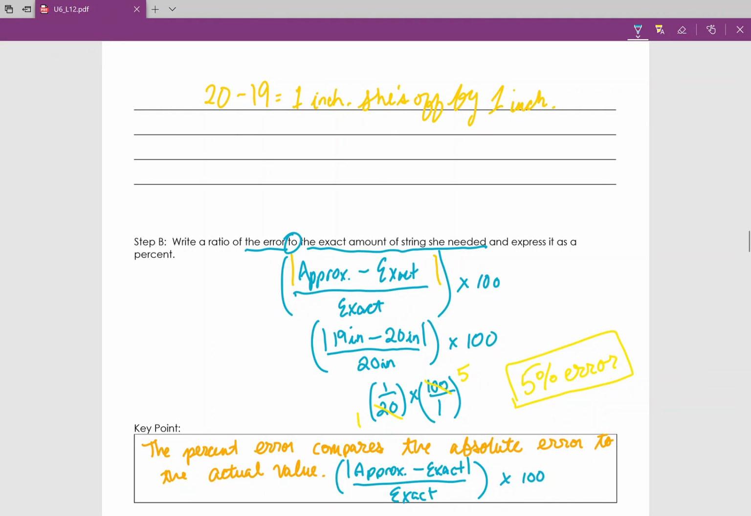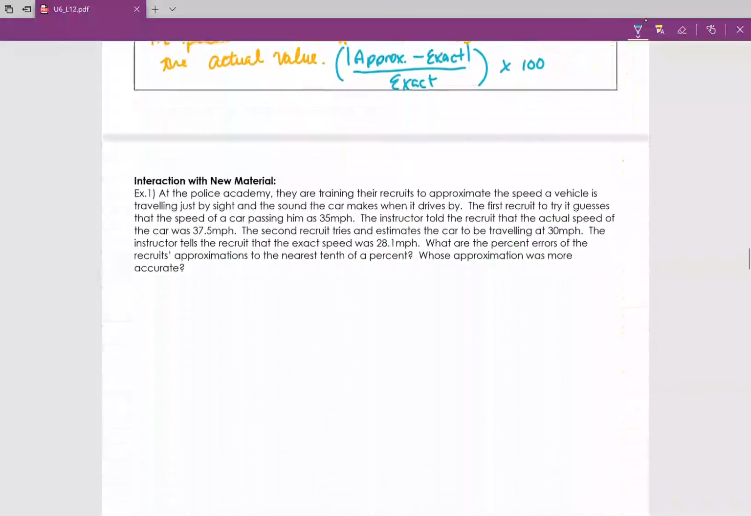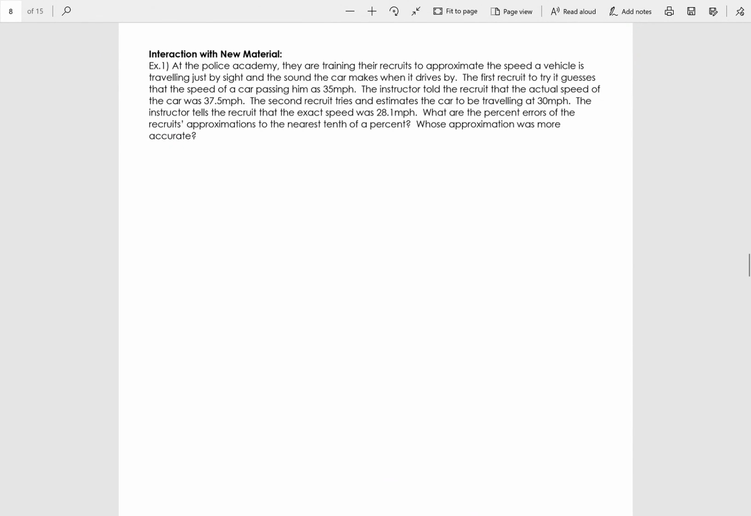And now that we have our key point, we can move down to our interaction with new material. Make sure you check out the interaction with new material on the following video.